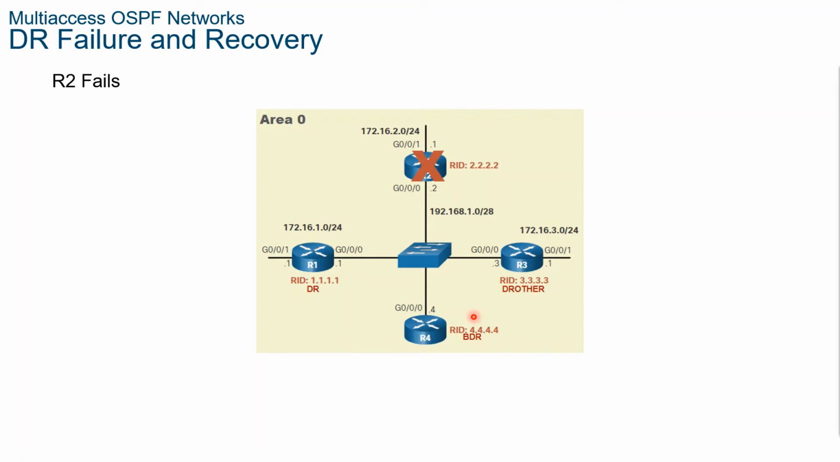So what if R2 fails? In this scenario, R2 has failed. The BDR, which is R1, automatically becomes the DR, and an election process selects R4 as the BDR because it has the higher router ID.